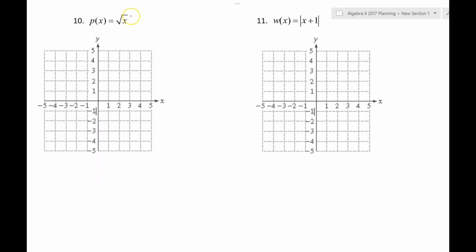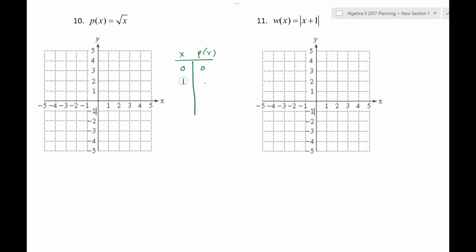Number 10, this is the square root function. Again, if you don't have a vision of these functions, it's probably best to start off with a table of values. Since it's a square root function, we know that no negative inputs can go in, so we might as well start with 0, because anything negative will not produce a value, because there are no square roots of negative numbers in the real number system. So 0, square root of 0 is simply 0. That one's pretty straightforward.